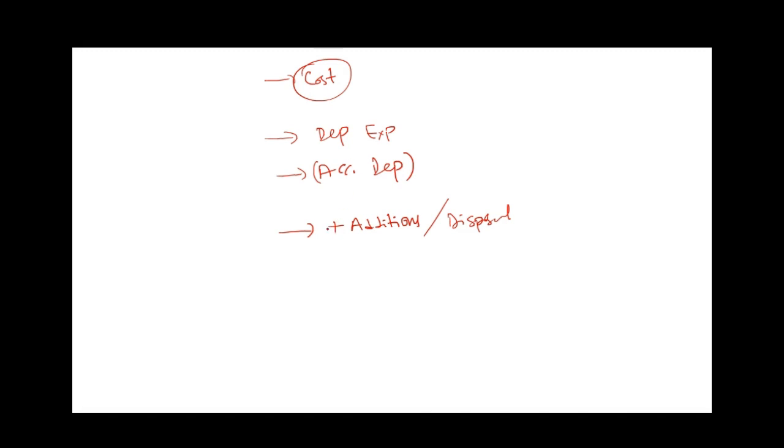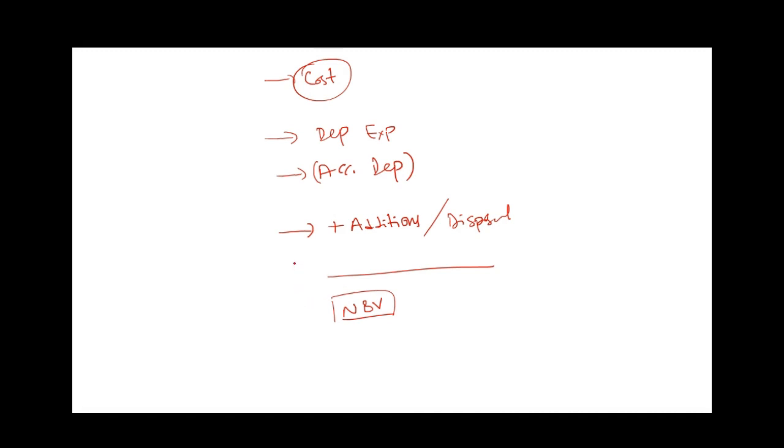So that means cost plus additions minus disposals minus accumulated depreciation should give you net book value. And this net book value is reported on the balance sheet. So on the balance sheet, the asset number that you see is net book value. So it starts with cost, then you subtract accumulated depreciation to make adjustment for additions and disposals, and then you arrive at net book value. Any problem, any confusion so far?